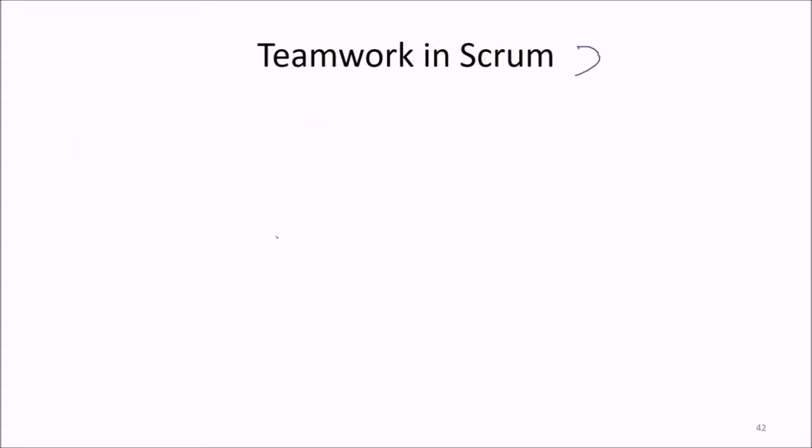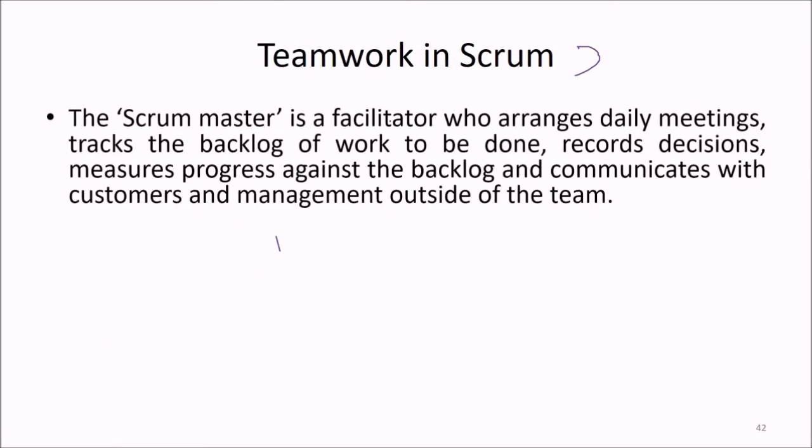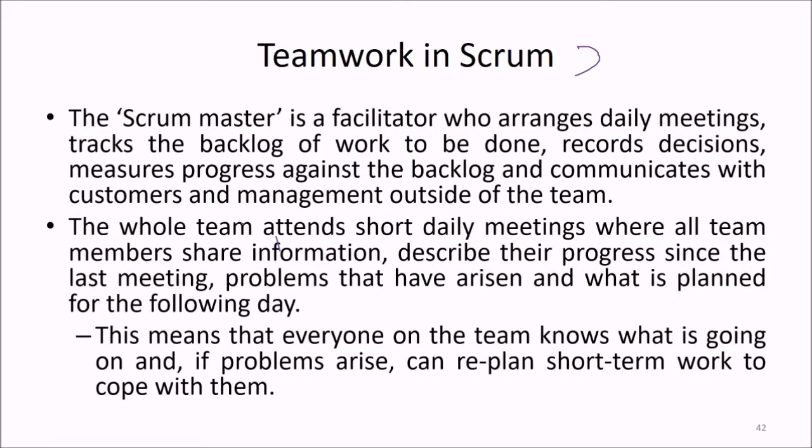What about the teamwork in Scrum? The Scrum Master, as we said, is a facilitator who arranges daily meetings, tracks the backlog of the work to be done, records decisions, measures progress against the backlog, and communicates with the customer and management outside of the team. And the whole team attends short daily meetings where all team members share information, describe their progress since the last meeting, the problems that have come up, and what they are going to plan or work on today. This means that everyone on the team knows what is going on, and if a problem arises, they can replan short-term work to cope with it.